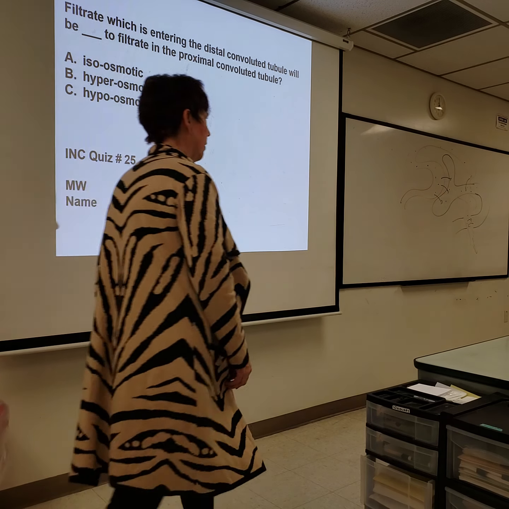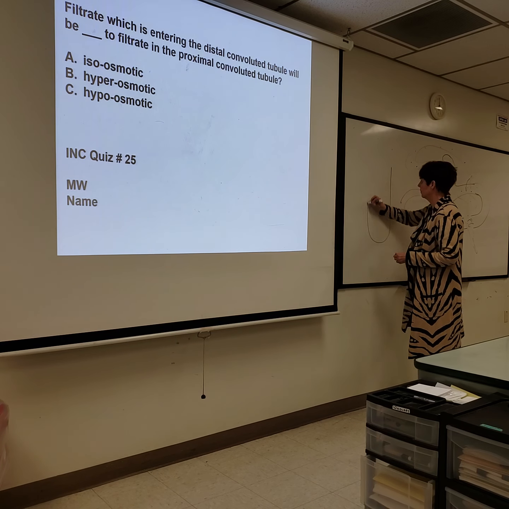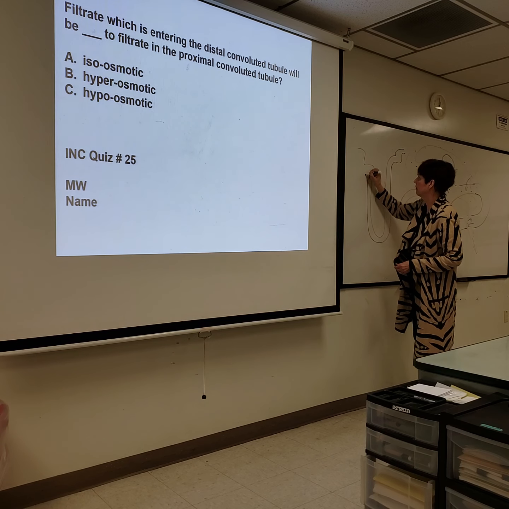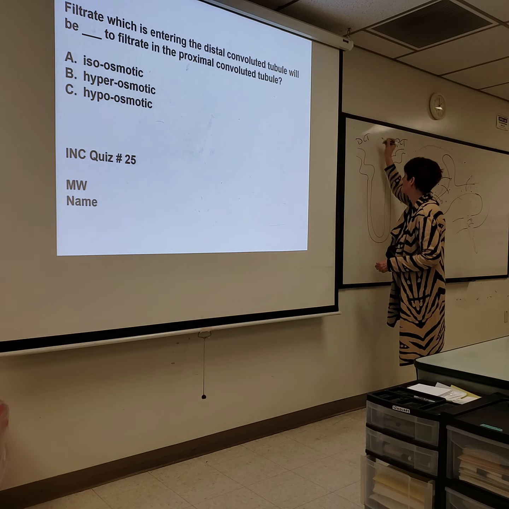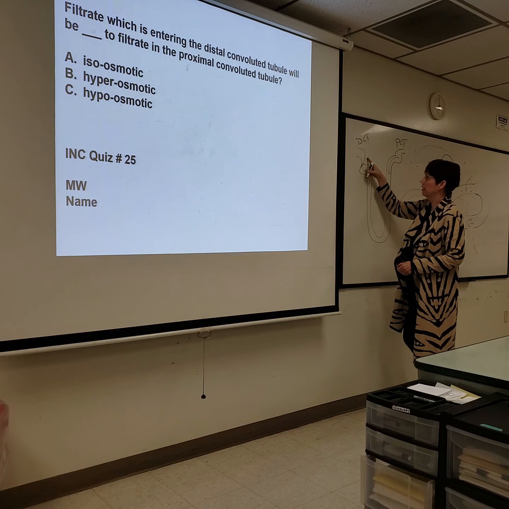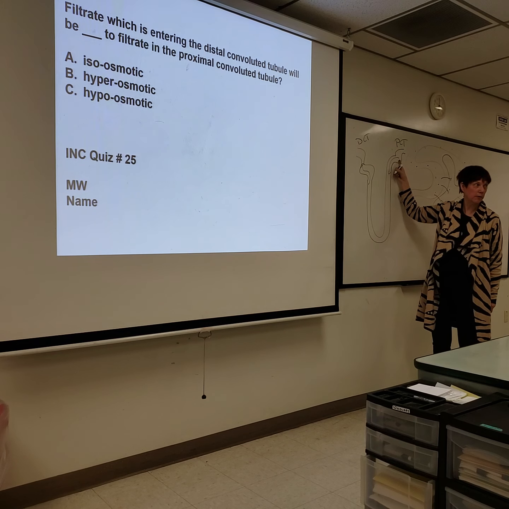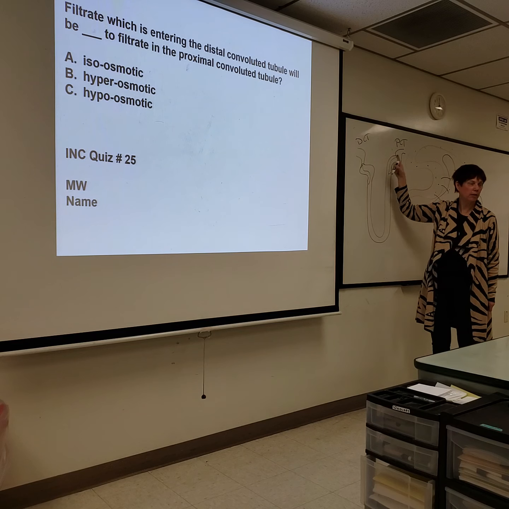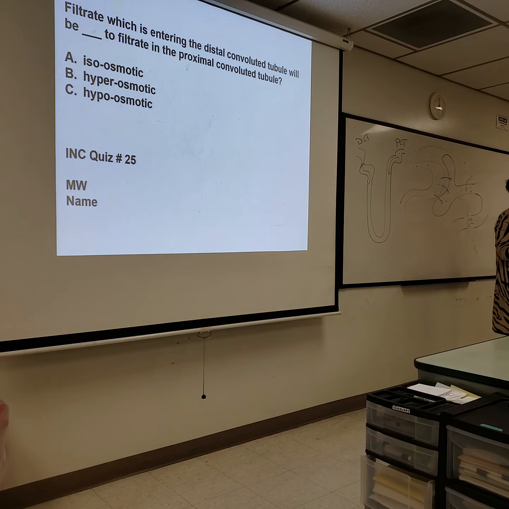Since I'm in the realm here of drawing pictures, I gotta check. So the filtrate is doing this, and then this. So filtrate in the distal convoluted tubule will be what relationship to filtrate here? Will this have more, or the same as, or fewer particles than it did as it entered the nephron?